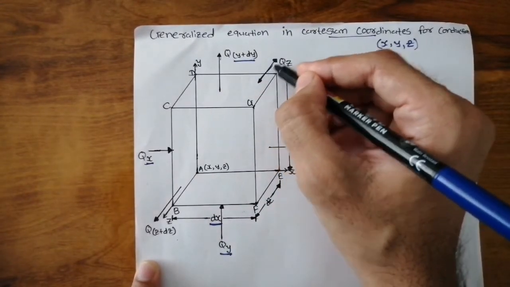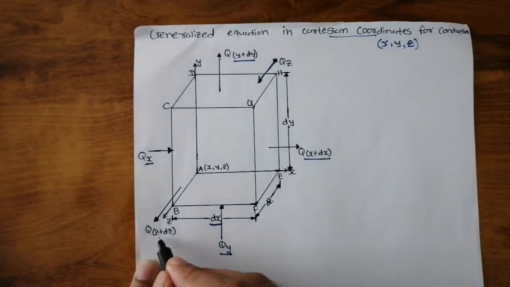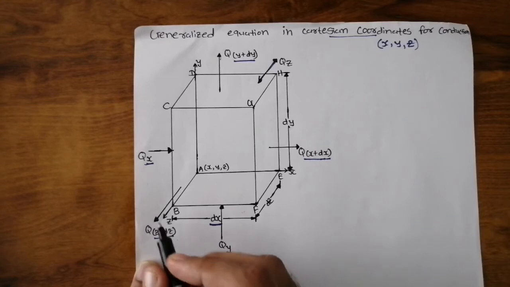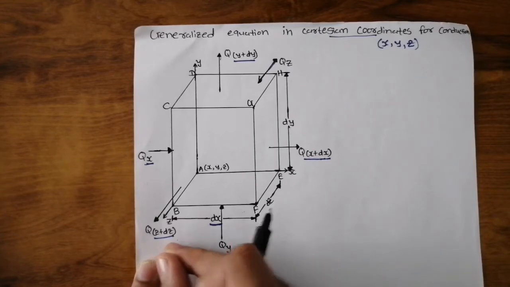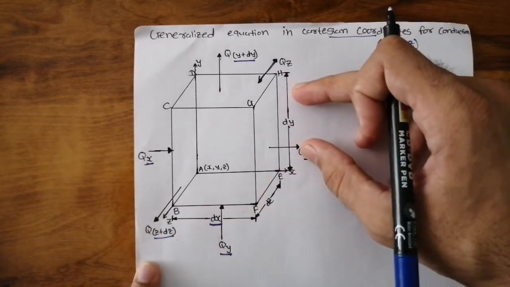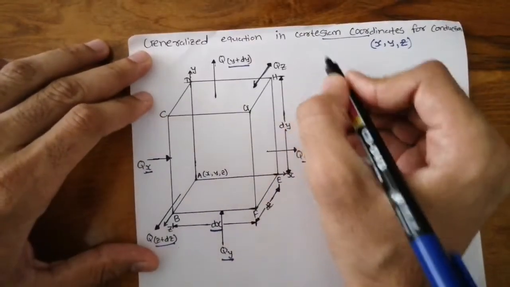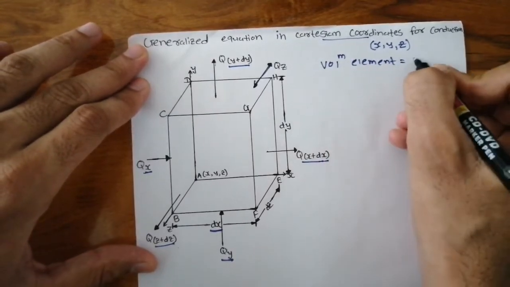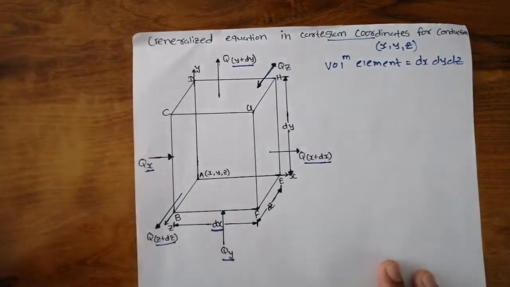Similarly for the z direction, qz is the heat flowing into the element, and qz plus dz is the heat flowing out of the element, so we write qz plus dz. In the z direction the thickness of that element is dz, so we write z plus dz. Now you can see that dx means the length of the element, dy means the height of the element, and dz means the width of the element. So the volume of the element is equal to dx, dy and dz.